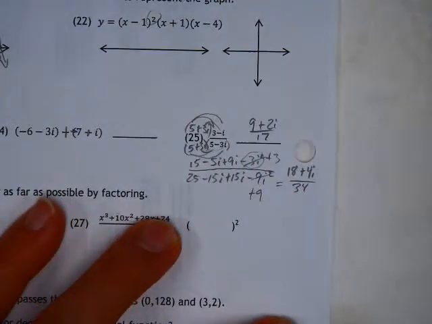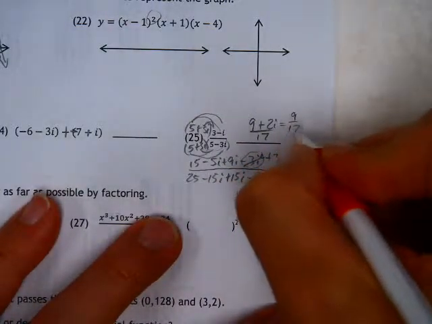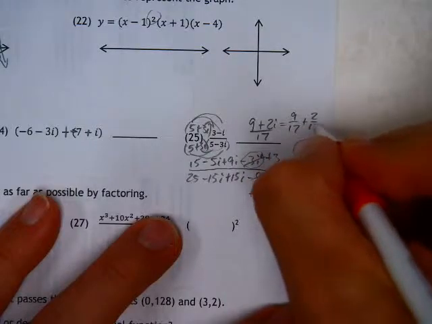You'll also see this problem written as 2 separate fractions: 9 over 17 plus 2 over 17i.